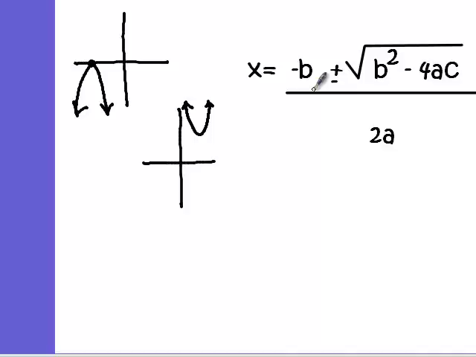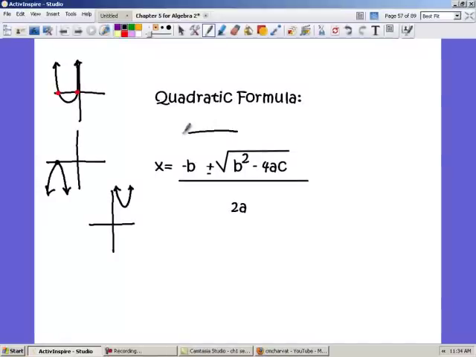And just so you know, when you factor something and you're solving it where you have two answers, and I believe we did that in section 1 or 2 of this chapter, you're also finding these intercepts. So if you don't like to factor, you can always use this equation to find what those intercepts are instead of factoring.